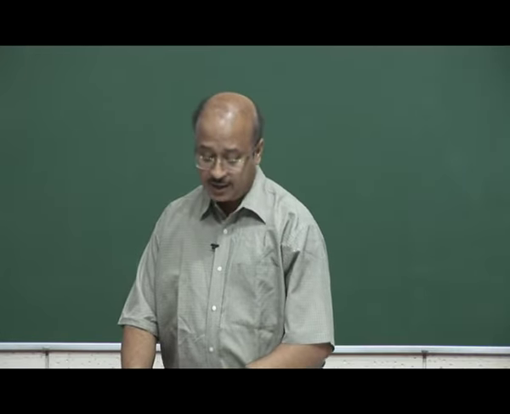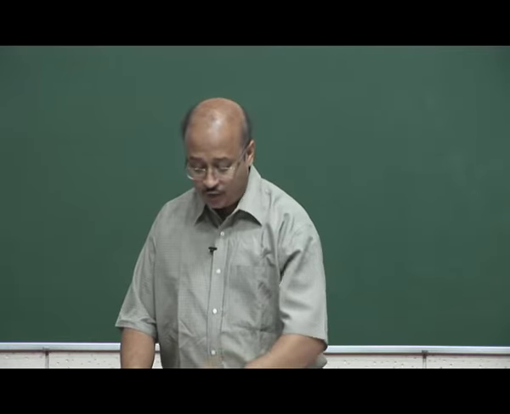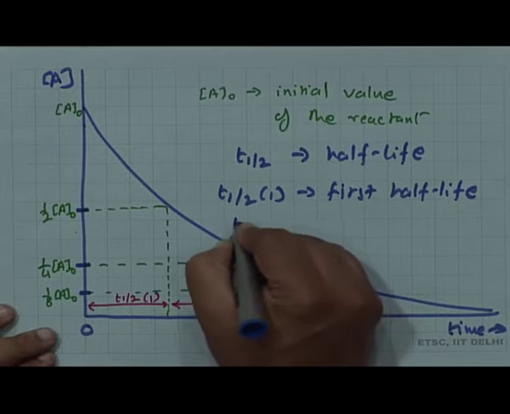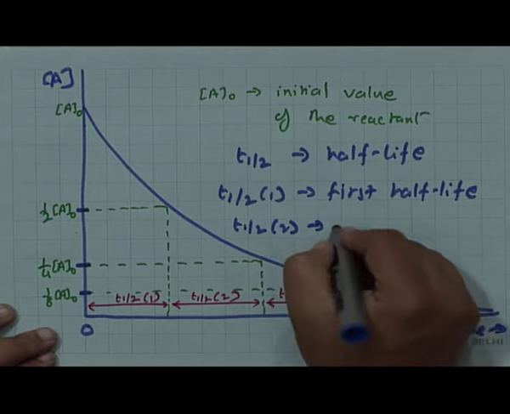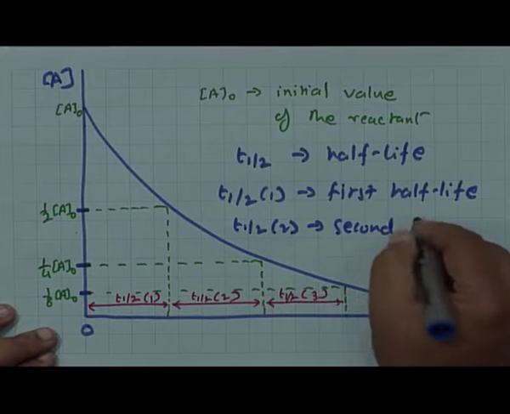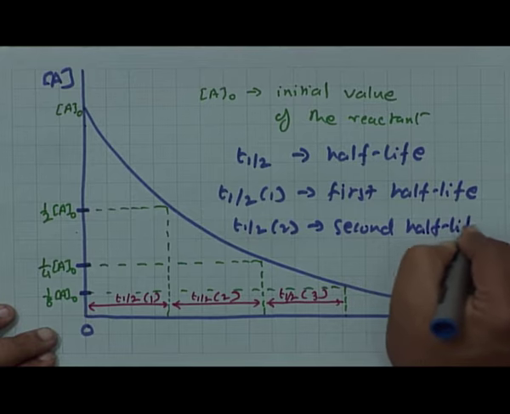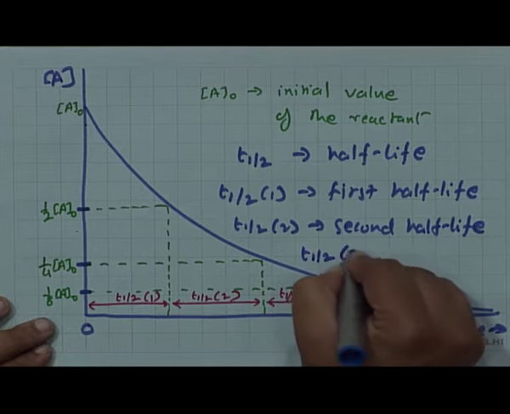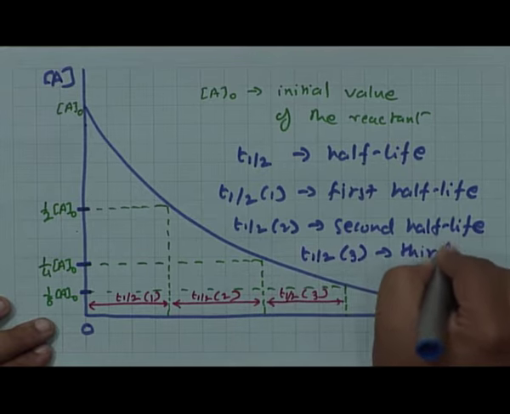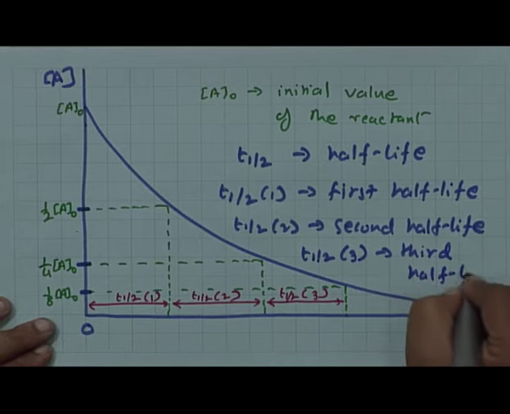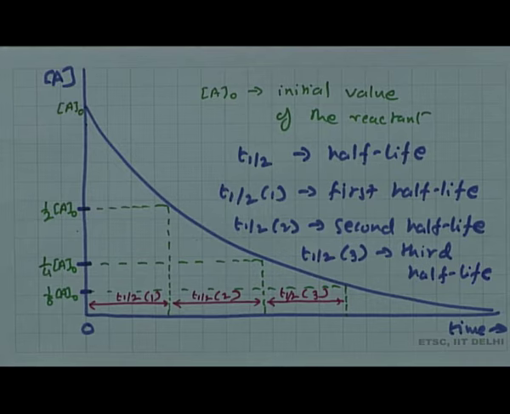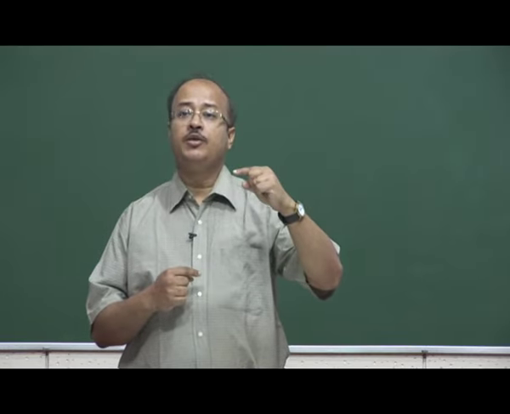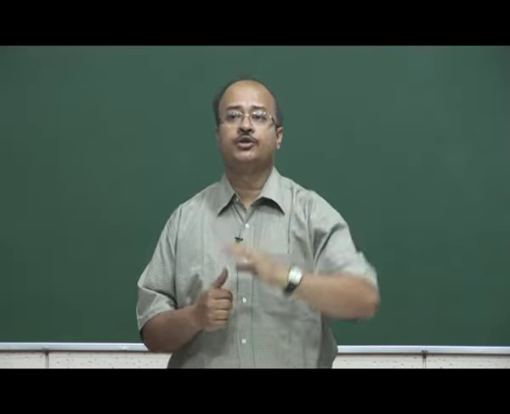What is the second half life? Second half life is the time it takes my concentration to fall from half A naught to half of half A naught, which is 1/4 A naught. So, T half 2 is my second half life, and likewise T half 3 is my third half life, right. The concept of half life is the same. What is it? It tells you the time it takes for me to go to half of the initial concentration of the reactant, right.